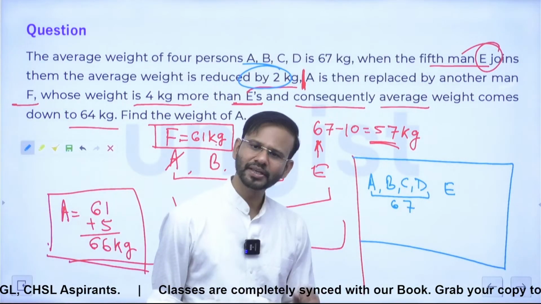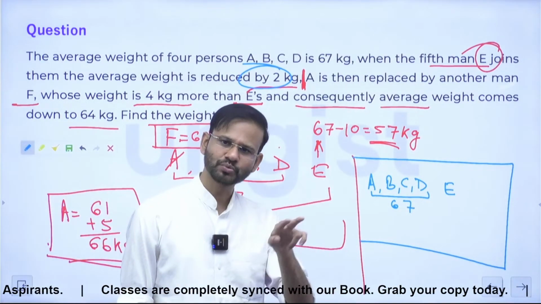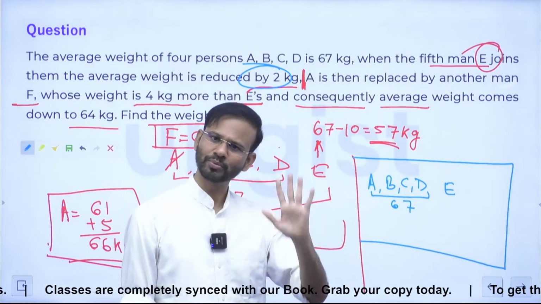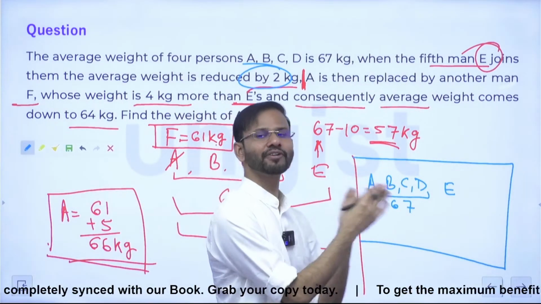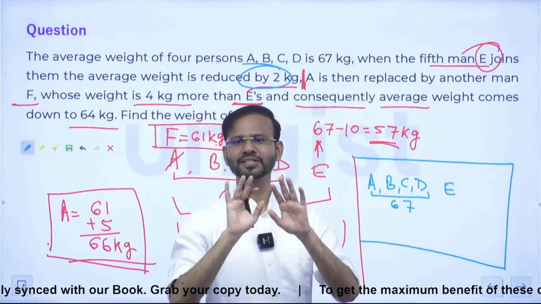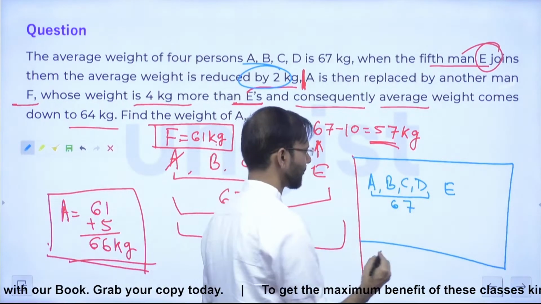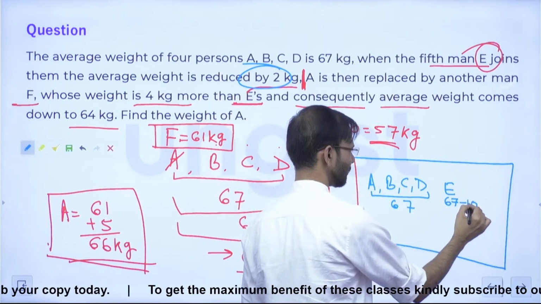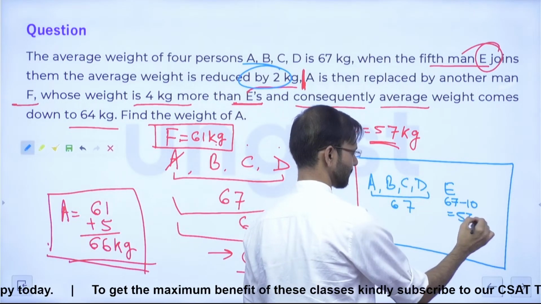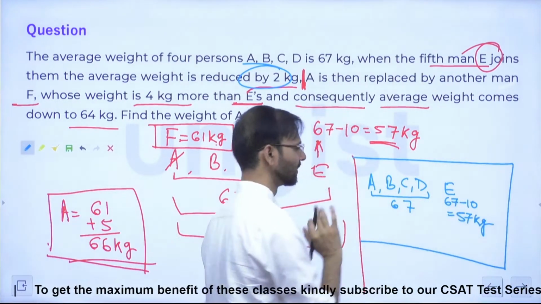So this means E is contributing -2 to each member. How many members are there? 5. So -2 he is contributing to all the 5 members. It means he is coming with -10 contribution. So its weight will be 67 minus 10 which is 57 kg. Clear till here?